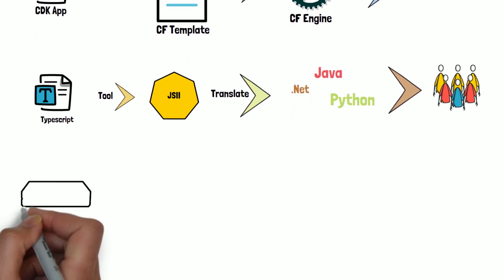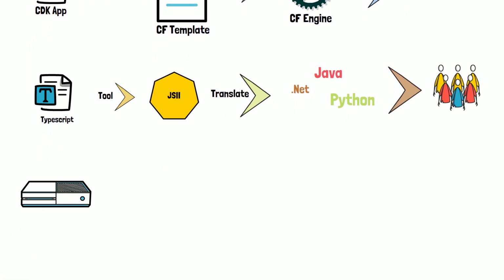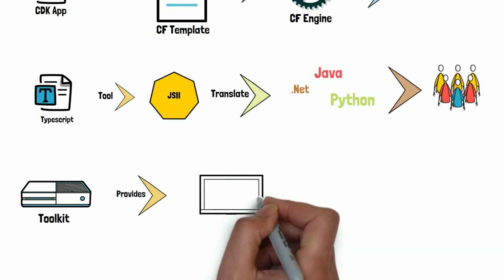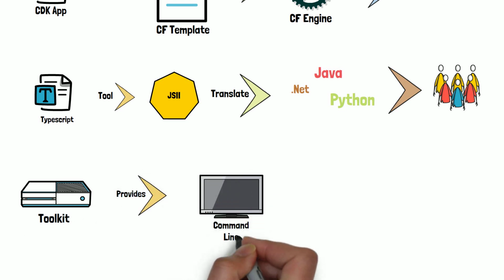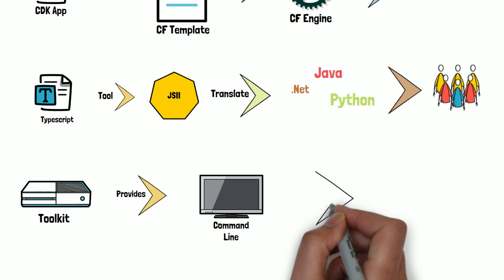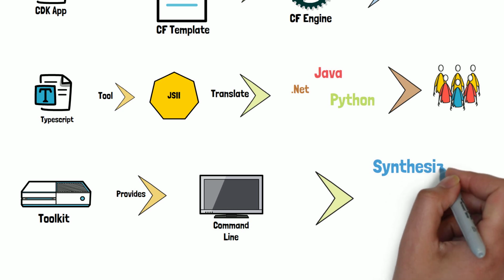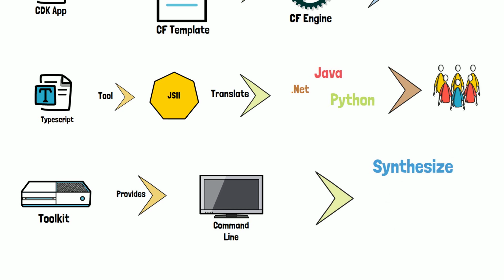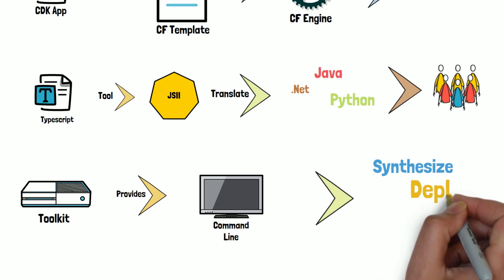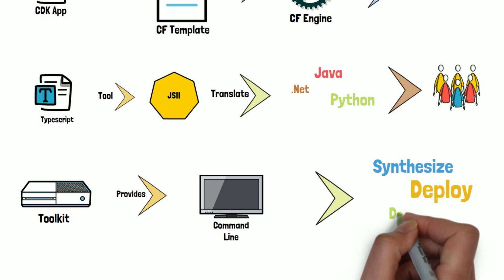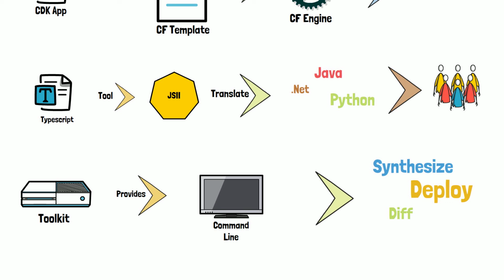The AWS CDK also comes with the toolkit that provides a command line utility for interacting with the CDK apps. Using this toolkit, you can synthesize your CDK app into CloudFormation templates, deploy your CDK app to different AWS environments, analyze the new changes against existing ones, and delete your app with a single command.